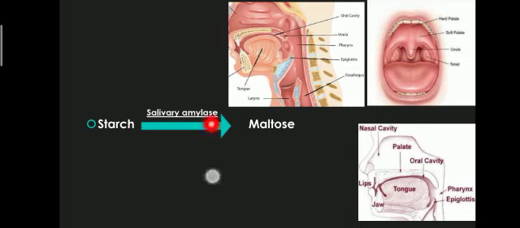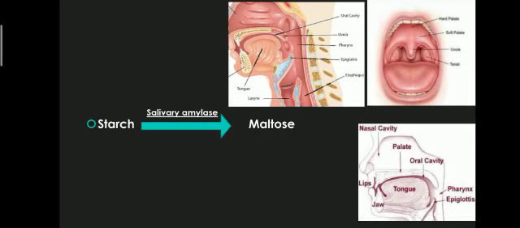So let us see what is the work of salivary amylase. Salivary amylase helps in the breakdown of starch to give maltose. Starch is a carbohydrate that is present in a complex form. So the salivary amylase in the saliva breaks down the starch to give maltose.